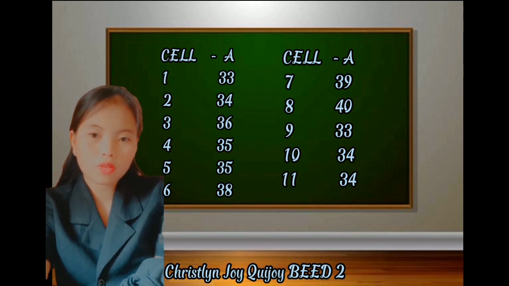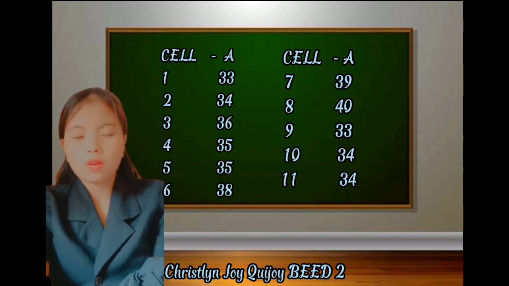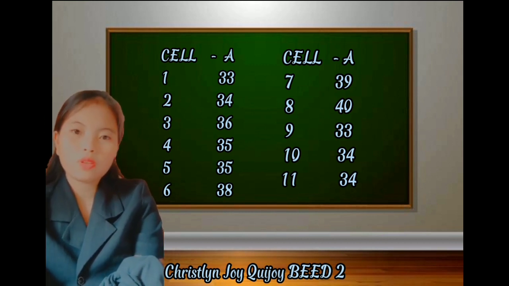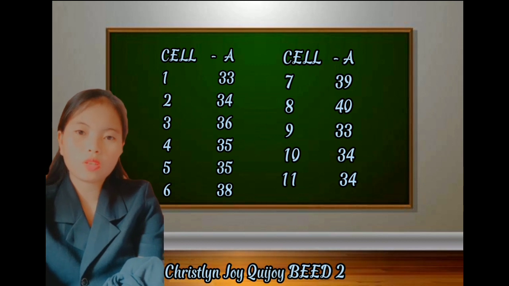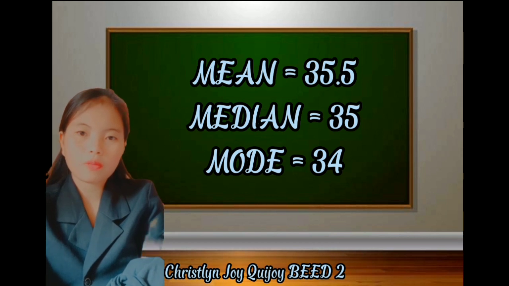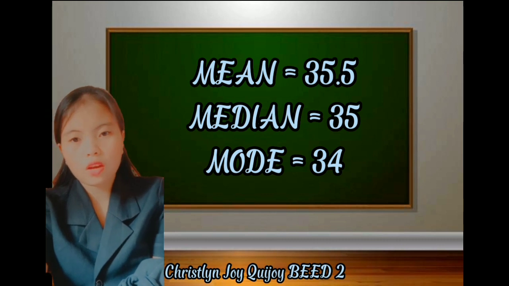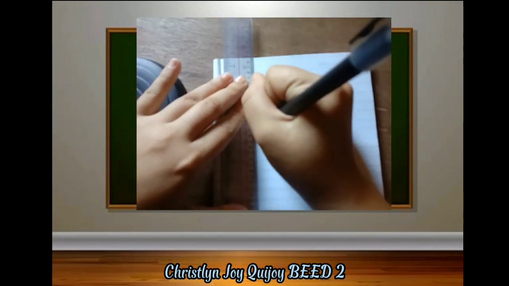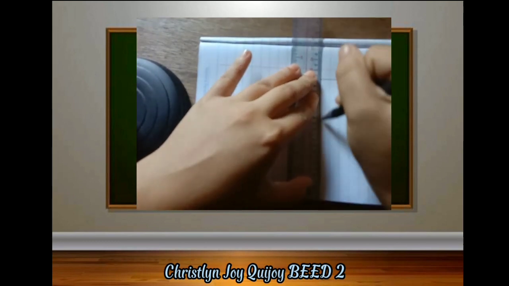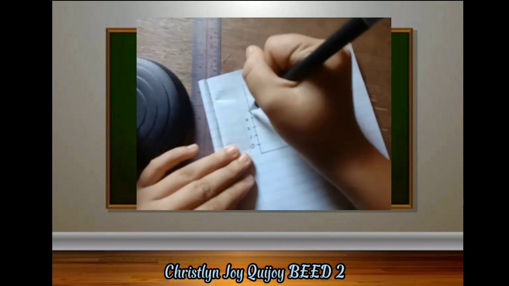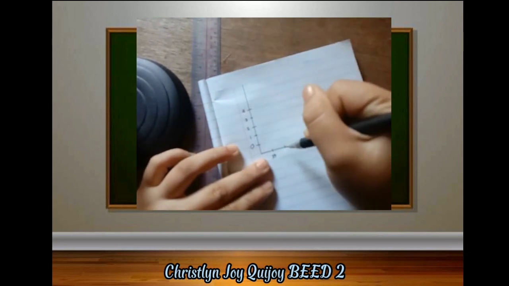After arranging your data, we can now start getting the mean, the median, and the mode. Since my group mates have already discussed how to get the mean, the median, and the mode, I will directly give the results without showing my calculations. The mean is 35.5, the median is 35, and the mode is 34. Since we already have these, we will proceed to making a graph. In the graph, we will put the test scores and the number of students.